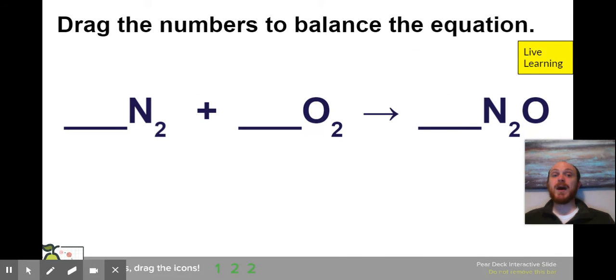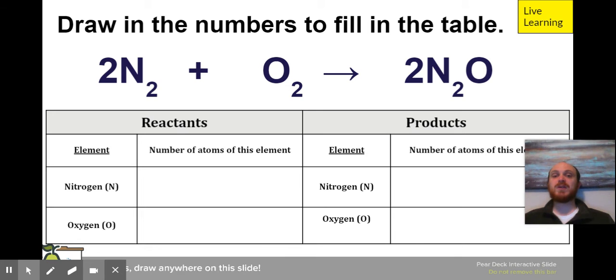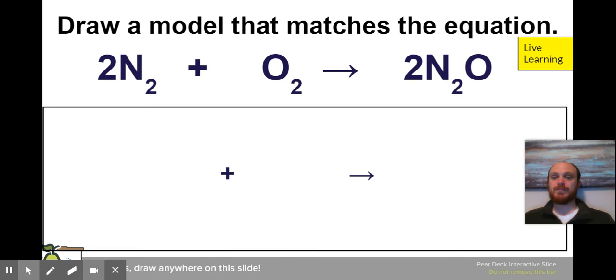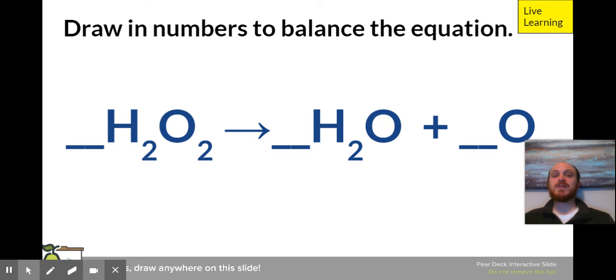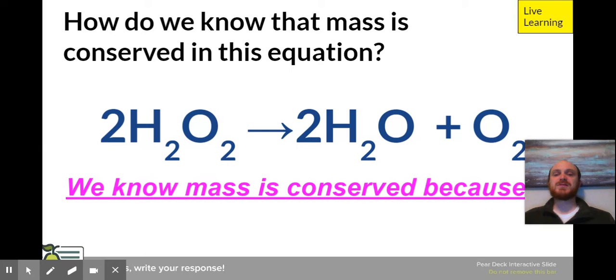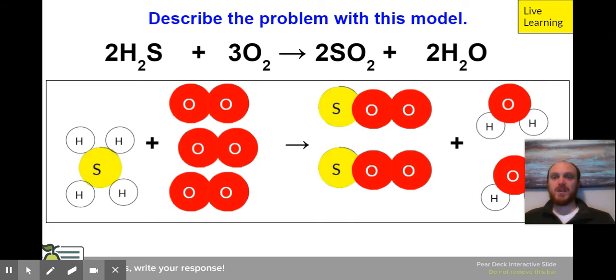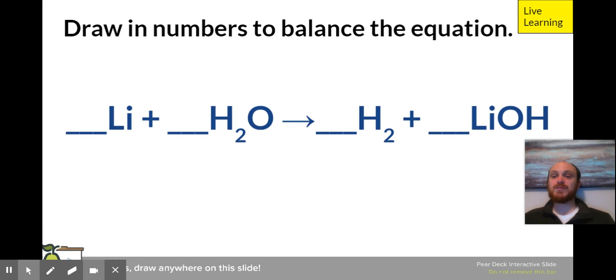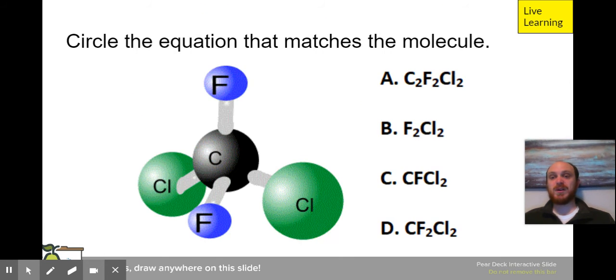Drag the numbers to balance the equation. Draw in the numbers to fill in the table. Draw a model that matches this equation. Draw in numbers to balance the equation. How do we know that mass is conserved in this equation? We know mass is conserved because... Describe the problem with this model. Draw in numbers to balance the equation twice. Circle the equation that matches this molecule.